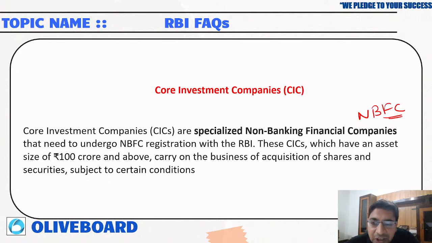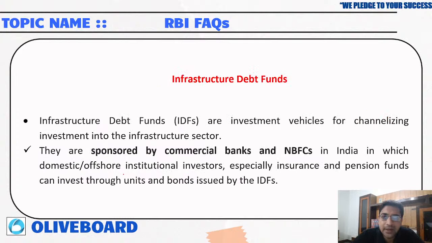Okay. Core investment companies. What are core investment companies? They are specialized NBFCs that need to undergo NBFC registration. They should have an asset size of rupees 100 crore or more, and they should carry on the business of acquisition of shares and securities, but with certain conditions. Okay, then infrastructure debt fund. What are they? They are investment vehicles for channelizing investment into the infrastructure sector. They are sponsored by commercial banks and NBFCs, and they have to make maximum investment in the infrastructure sector.